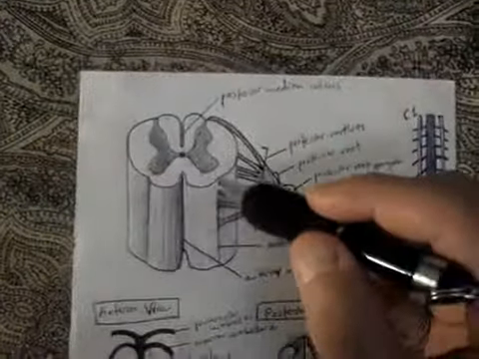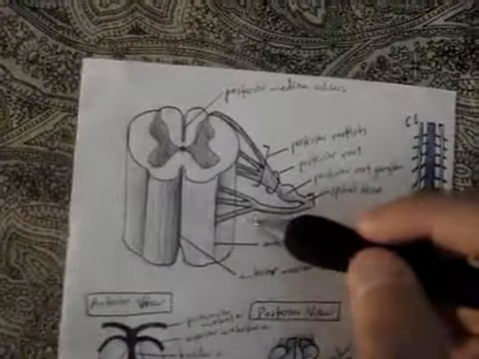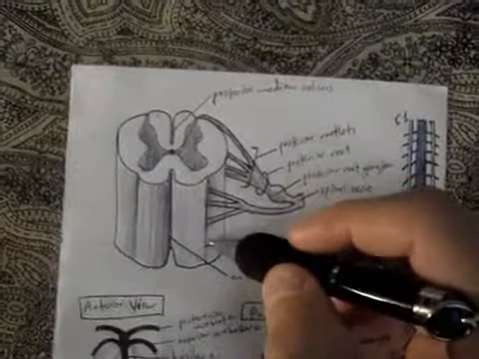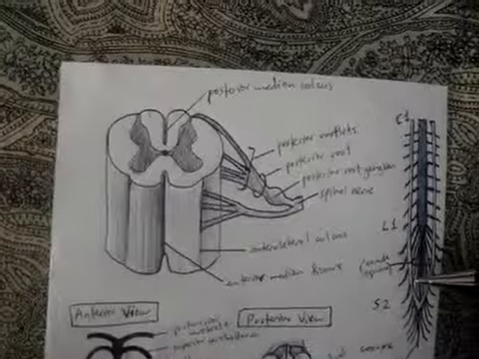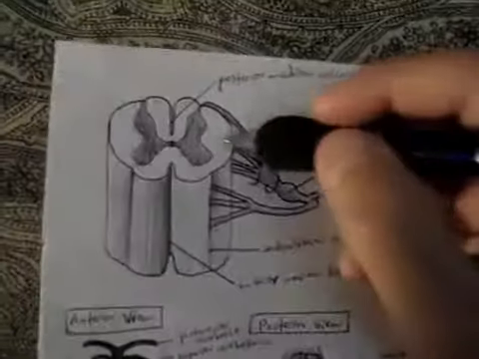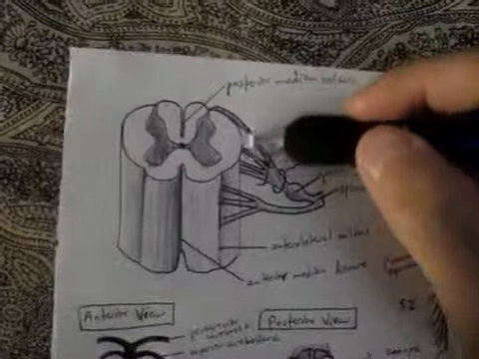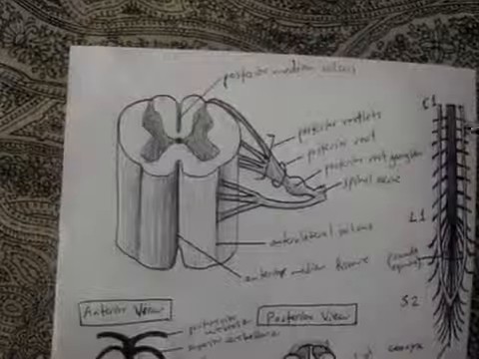From the anterolateral sulcus emerge the rootlets. These are the nerves coming out from the spinal cord. From the anterolateral sulcus come out the anterior rootlets. From the posterolateral sulcus come out the posterior rootlets. So rootlets is plural, root is singular.